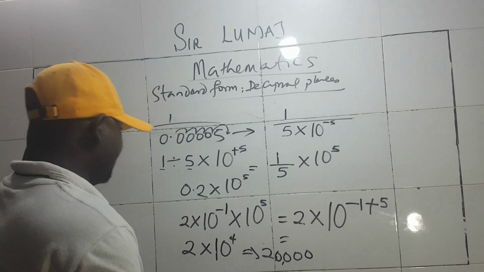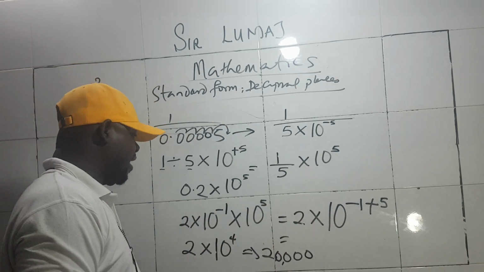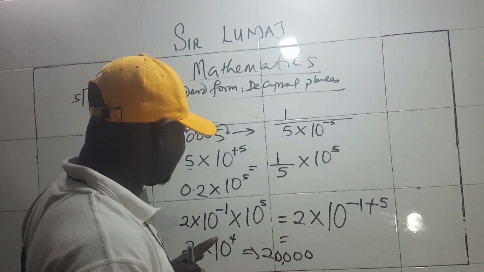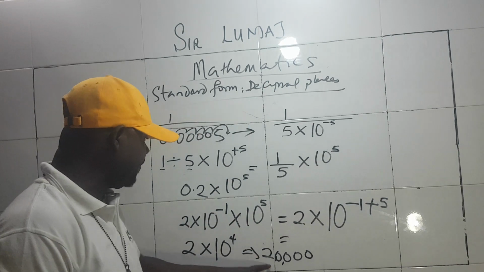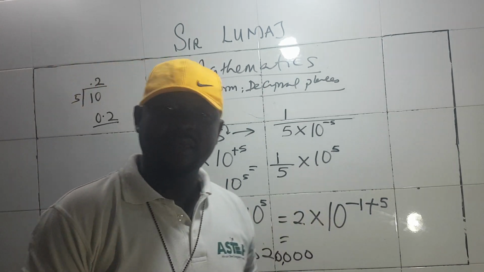So what we now have is that we have 20,000 as the answer. I think that is clear enough.